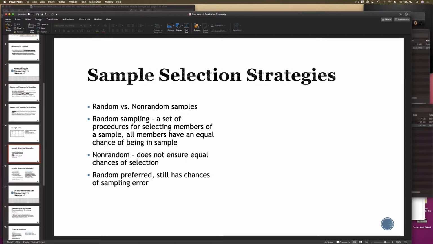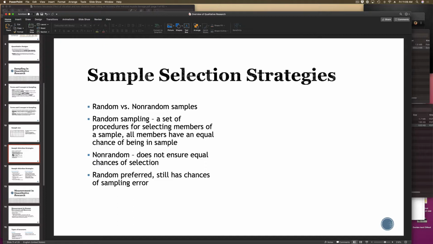Random sampling is a procedure for selecting members of a sample. If you have 100 people, you may assign everybody a number from 1 to 100 and then draw numbers written on a piece of paper from a hat. If your number gets called, then you're a person in the sample. You're a subject. So all members in that circumstance have an equal chance of being in the sample.